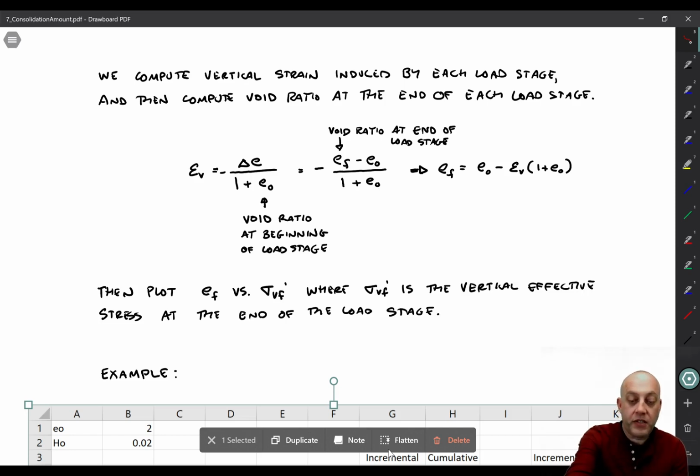So if we substitute in here, delta e is just equal to e f minus e naught. We can put that here. And that allows us to solve for an equation for the void ratio at the end of the load stage. It's just equal to e naught minus epsilon v times 1 plus e naught. And then we plot the final void ratio versus the final vertical effective stress, where sigma v prime is the vertical effective stress at the end of the load stage. So you have to keep track of how much mass you're putting on.